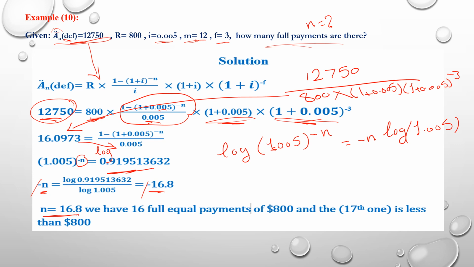So this means we have 16 full equal payments of $800, and the 17th one would be less than 800. Because we have 16 full payments and a portion of a payment, so we have 16 full equal payments of $800, and the 17th one would be less than the 800.